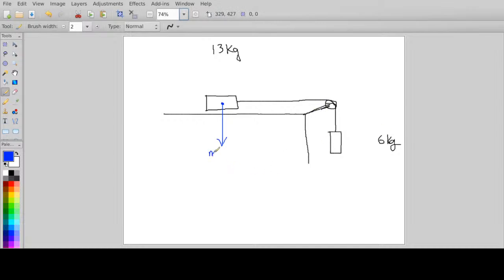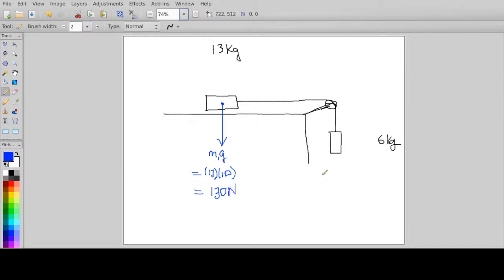Let's call this one m1g. And that's going to equal 13 multiplied by 10. I'll try to do the math right here, but it'll be a little sloppy, but I think I can do it. There you go. That'll be 130 newtons.